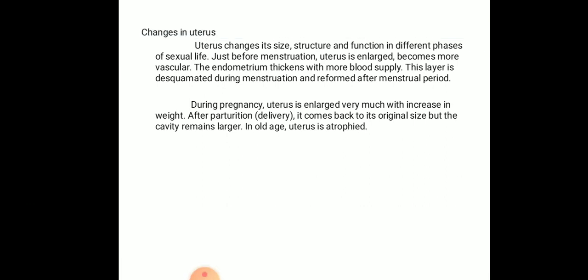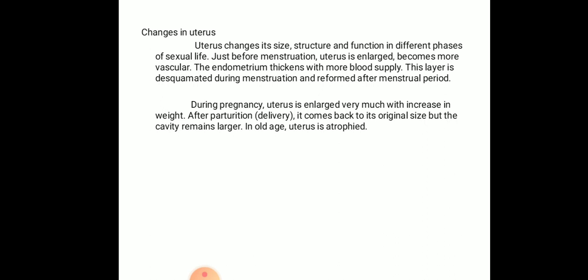Now, changes in the uterus. The uterus changes in its size, structure and function in different phases of sexual life. Just before menstruation, the uterus is enlarged and becomes more vascular, that is, the blood supply is increased. The endometrium thickens with more blood supply, so during that stage the endometrium is thicker. This layer is desquamated during menstruation and reformed after the menstrual period. During the menstrual period there is removal or erosion of this layer, and afterwards a new layer is formed.